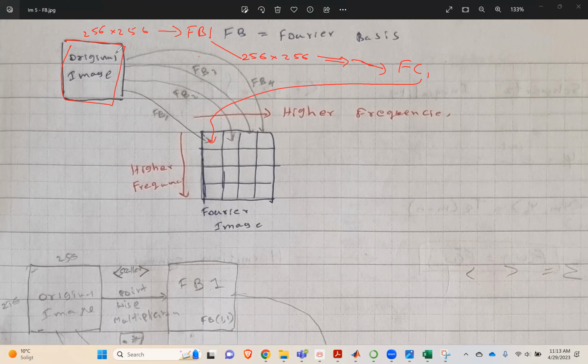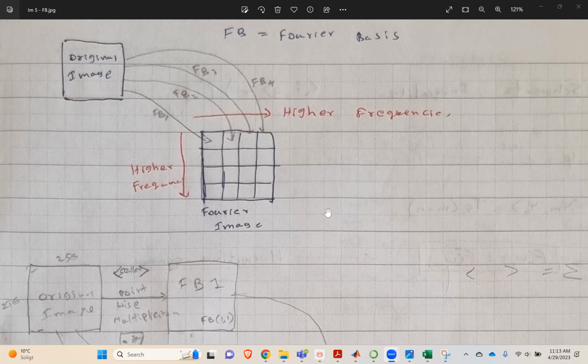And for the second one, take the original image, multiply with the Fourier basis 2. Fourier basis 2 is nothing but also the same size. You are just multiplying with the same size one. Then you are saving it in the second pixel like that. So the Fourier image actually contains the Fourier coefficients in every pixel.